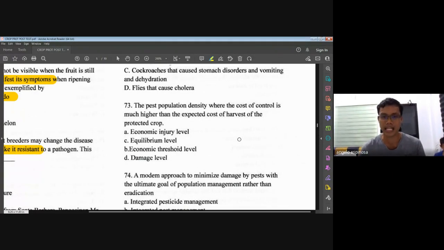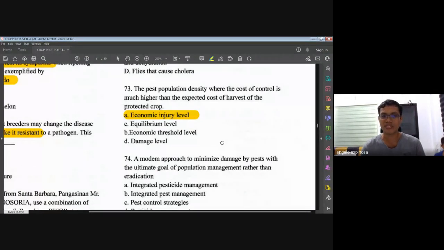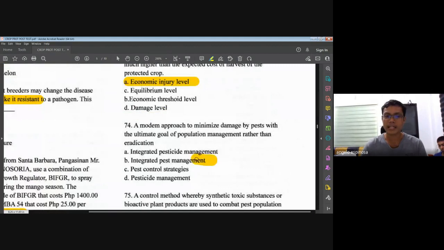Number 73. Parang lang yan nagko-compute ka ng business math. Number 73, the correct answer for this is letter A, economic injury level. Economic injury level. Next, number 74, letter B, integrated pest management. That is integrated pest management.